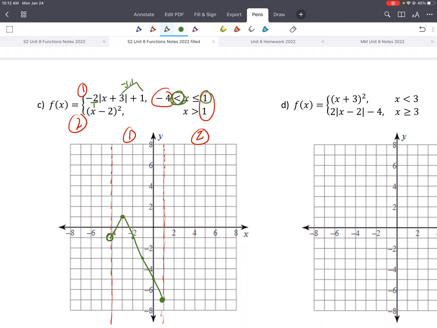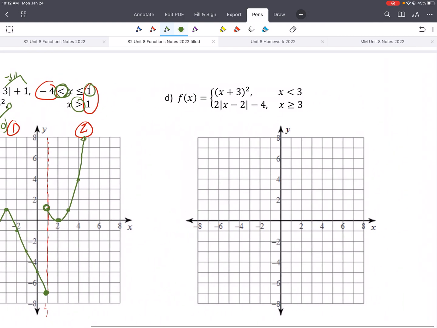Our other equation is a quadratic. So the vertex would be 2, 0. And it has an a of 1, so we'll go 1, 3, 5. So 1, 3, 5 would be out of our graph. Okay, and then when you look at the end behavior, so when x is 1, it's not included, so this would need to be open. All right, and I think that's it.